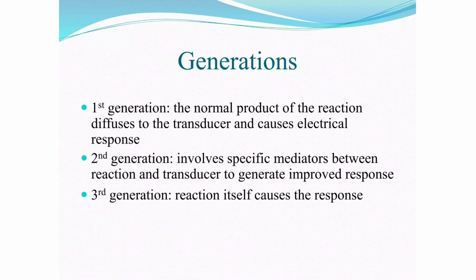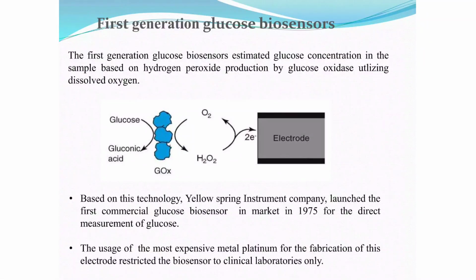So you can see the first generation of biosensors is based on hydrogen peroxide detection, and based on this technology we are expanding to glucose oxidase systems that replace the dissolved oxygen.